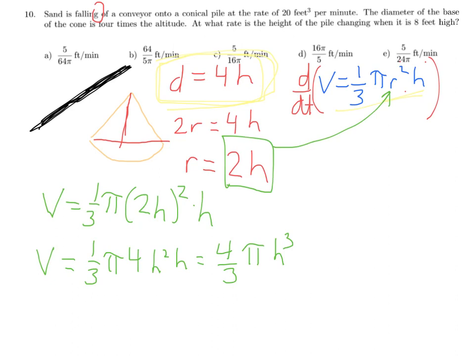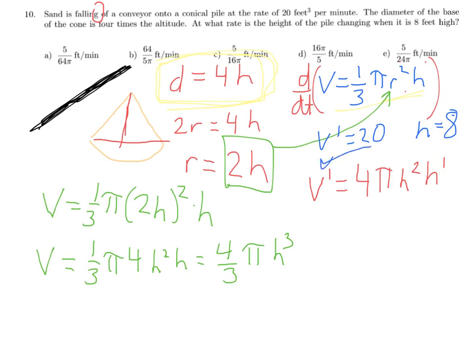Taking the derivative, v prime is equal to 4 pi h squared times h prime. I realize now I didn't write down any of my variables. The problem only gave me 2 things. It told me that v prime was 20, and it told me that we wanted to know h prime when h is equal to 8. Thankfully, this is enough information to solve this thing.